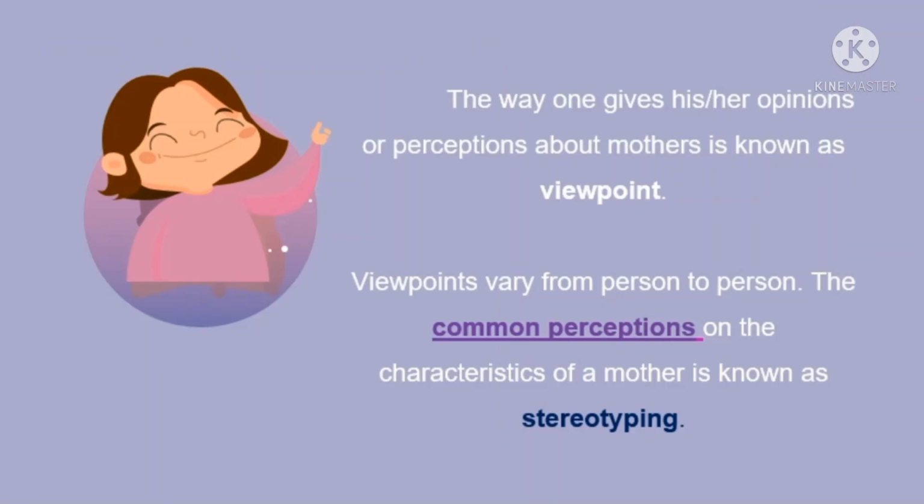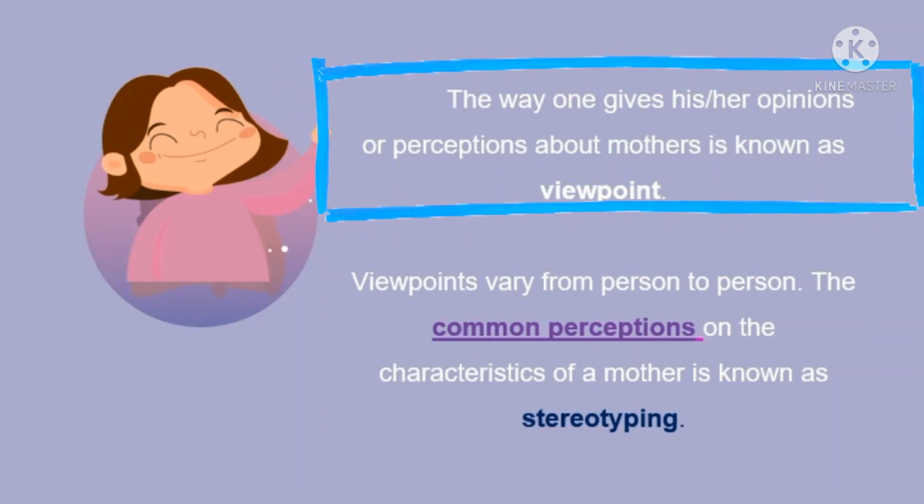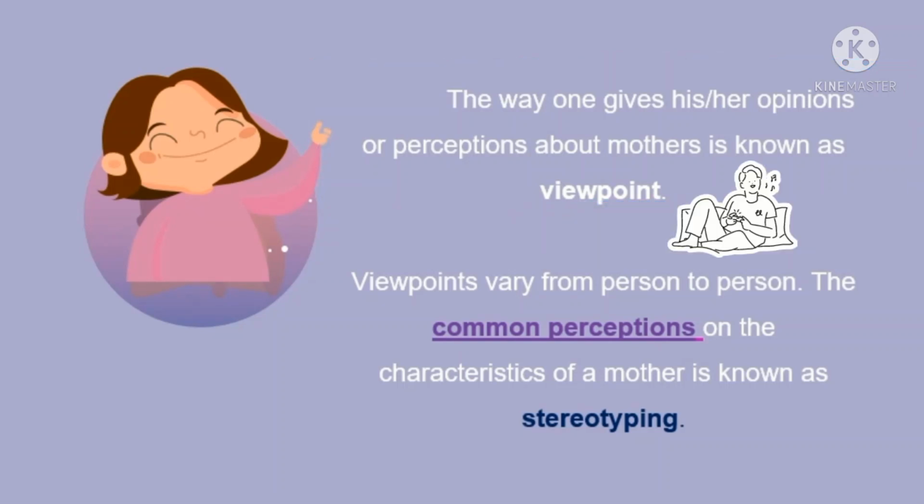The characteristics or opinions that we have said about being a mother are examples of viewpoints, and they vary from person to person, so everyone can give a different point of view. However, the common perception on the characteristic of a mother is known as stereotyping. Stereotyping means my point of view or one person's point of view is similar to that of another person.